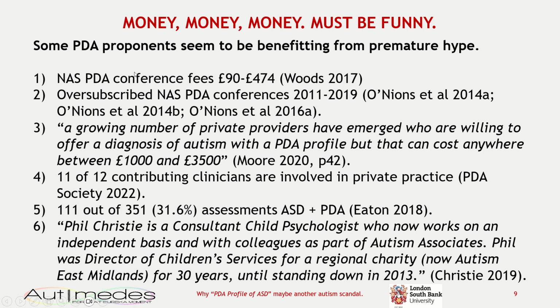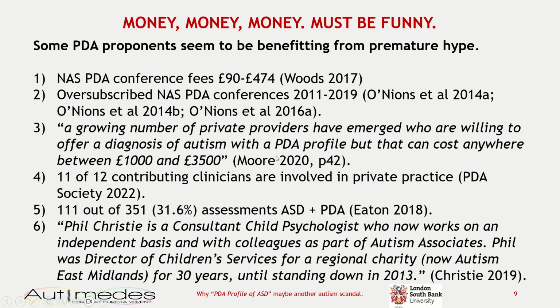Some examples would be the National Autistic Society ran a conference on PDA annually from 2011 to 2019, and samples of their fees range from £90 to £474. I think, from my understanding, the National Society no longer runs its annual conference. I think it's been taken over by the PDA Society. It has an annual PDA summit in May each year.